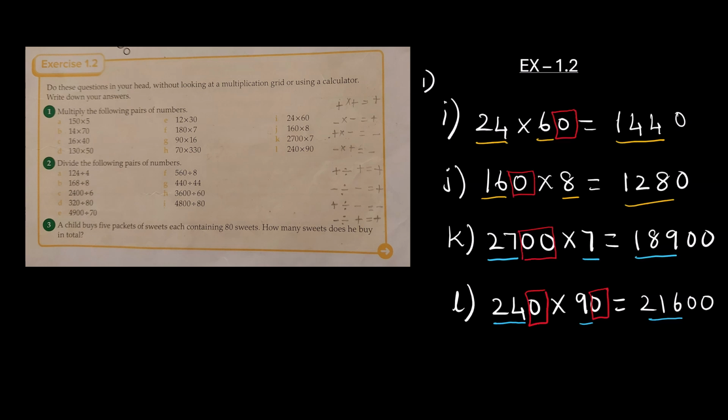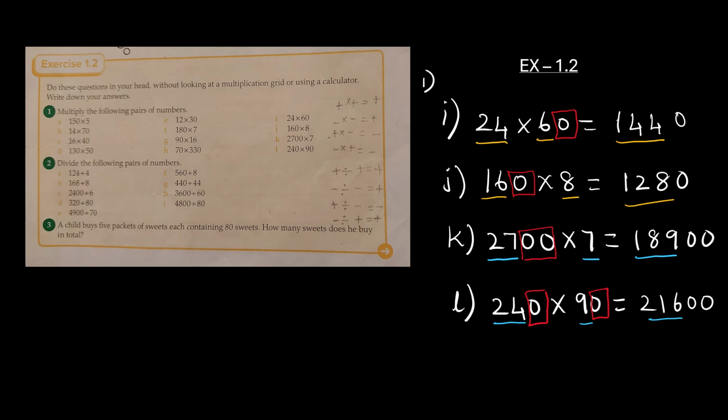I sum 24 into 60. Just we multiply the numbers first. 24 into 6 is equal to 144. We have to add the 0 to the end of this number. So the answer is 1440.